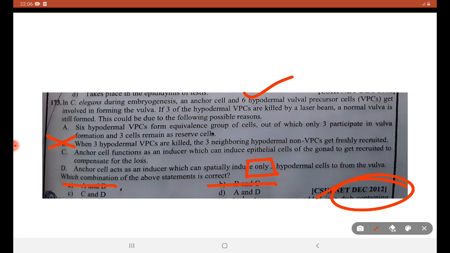When comparing these two, C and A, which can be the possible answer? Epithelial cells of the gonad getting recruited to form vulval precursor cells is a big stretch. Don't get complicated. D is the right answer. D is the correct answer.